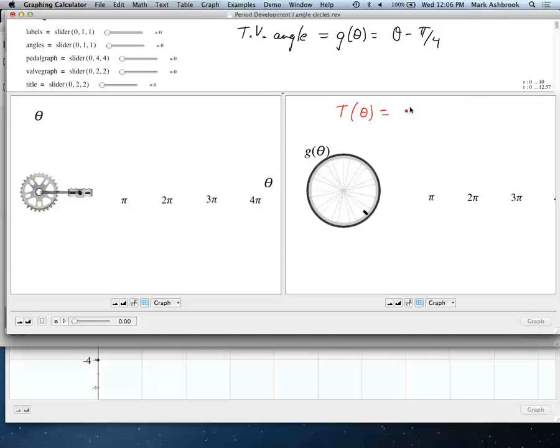Sine will give us the vertical distance above the horizontal diameter. And so if we want the vertical distance of the tire valve, then what needs to be the argument of sine? The angle of the tire valve, right? But our input is this pedal angle. So the input is the pedal angle, the argument is the tire valve angle, and that gives us the vertical distance of the tire valve.